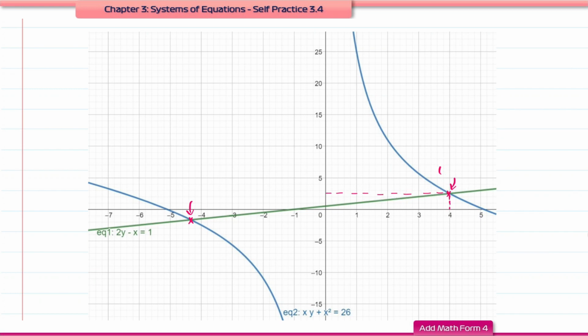For the first point, the coordinate x is actually 4.0, and the coordinate y will be 2.5. Here this is our x axis and this is our y axis. For the second point, the coordinate x is -4.3 and the coordinate y will be -1.7. So these two coordinates are the solutions for these simultaneous equations.